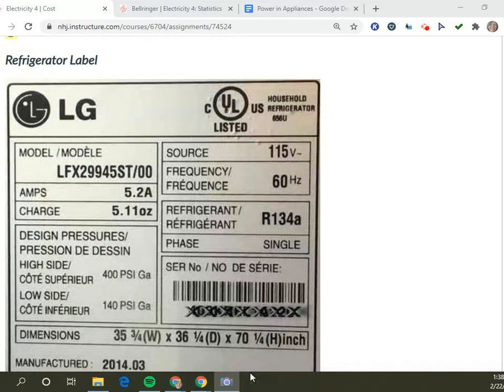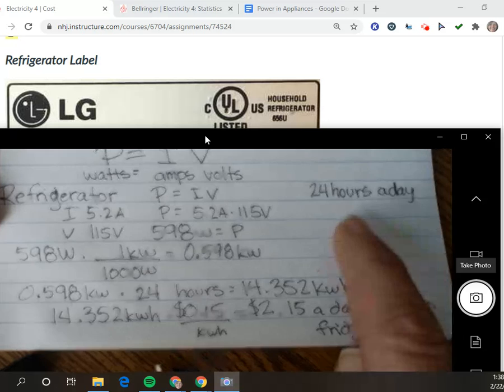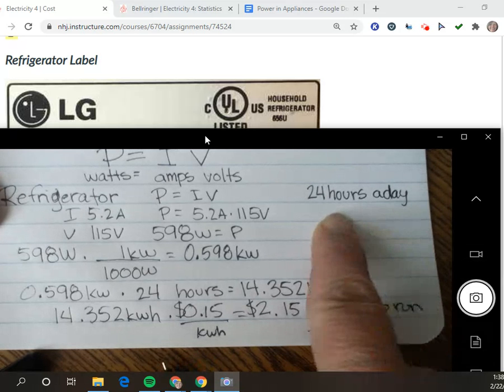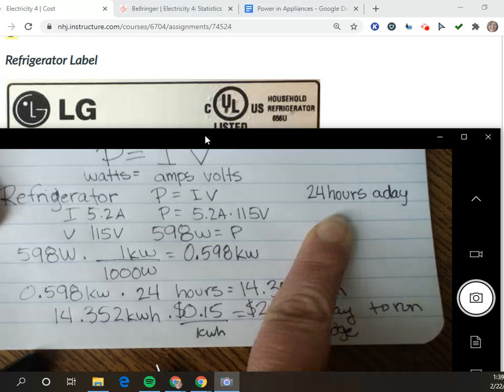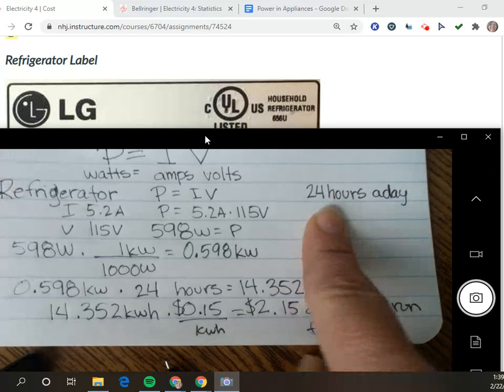Now, don't forget, on the refrigerator, we had to think about how many hours a day do we use it. So for like your Chromebook, how many hours a day do you use it? How many hours a day do you charge your cell phone? It won't be 24 every time, right?